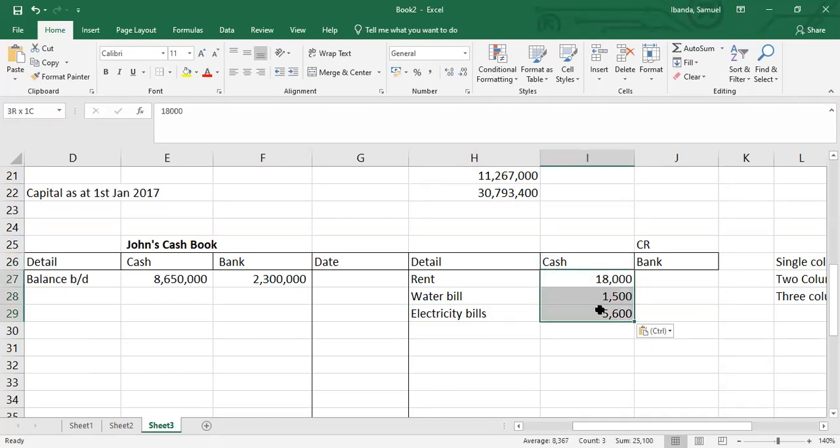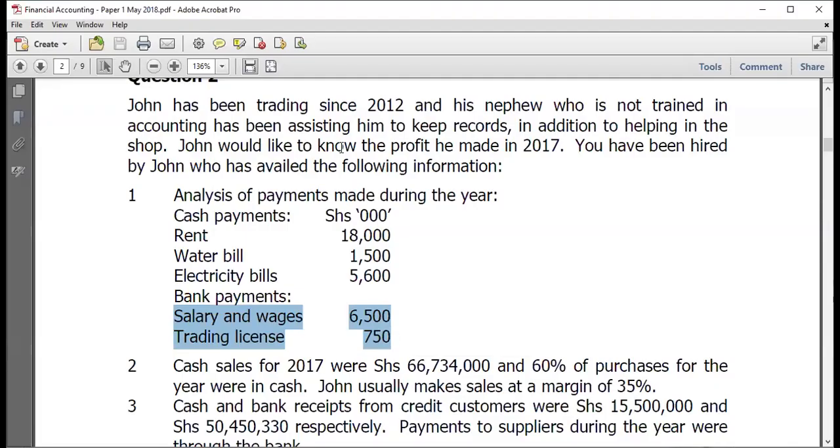Yeah, so I've put them under my cash column, okay? Like that. So I'll come right here as well. My bank payments are these. So I'll also go and record the bank payments. Remember, payments are recorded on the credit side of the cash book, okay?